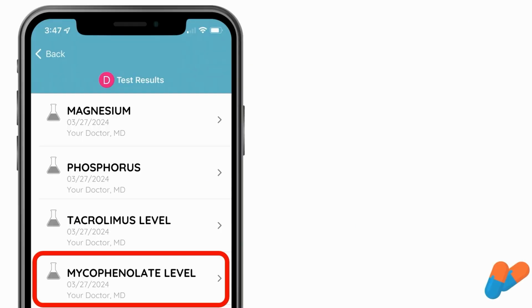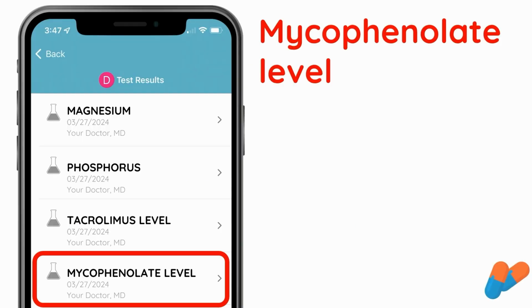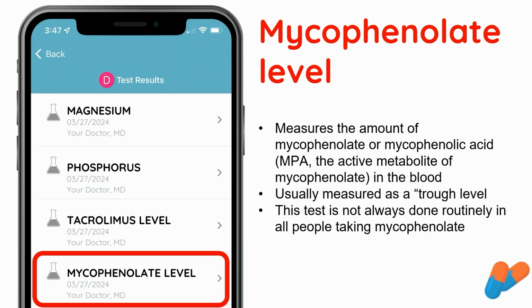And then similar to the tacrolimus level, you may occasionally see something called a mycophenolate level. This test instead measures the amount of mycophenolate or mycophenolic acid, MPA, which is the active metabolite of that drug in the blood. It is similarly drawn as what we call a trough level, with a blood sample taken just before your next dose when the drug is at its lowest concentration.